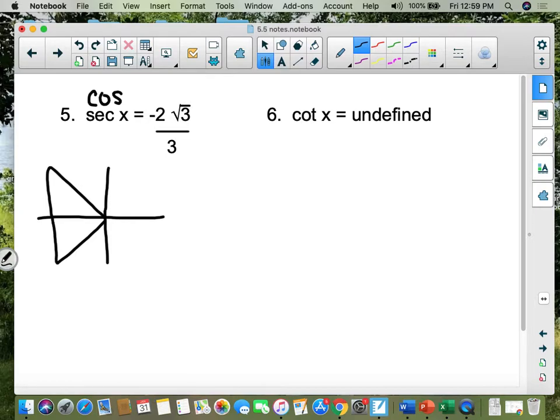So, very similar. Cosine is x over r. So secant is r over x. You got to make sure you know your formulas. If you look at your x, your r is not the negative. It's your x that needs to be a negative because you have a negative in your problem. Everybody see that? This negative really is going to be the x portion of it.